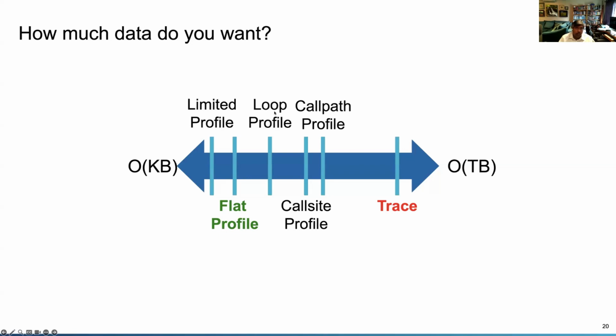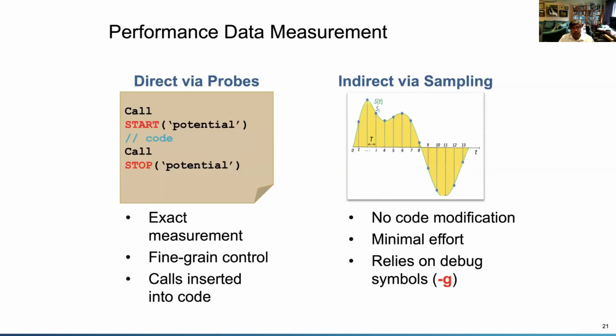And with this, you can create a flat profile, a call site profile, a call path profile, a whole loop profile, or a limited profile, and go all the way to trace files, which have all the event logs, which are time-stamped, and you know where that event took place. To generate the performance data, you can have instrumentation probes that are inserted in your code, which have a start and a stop call. Or you can have indirect instrumentation, which is through sampling, where you do not need to modify the code.